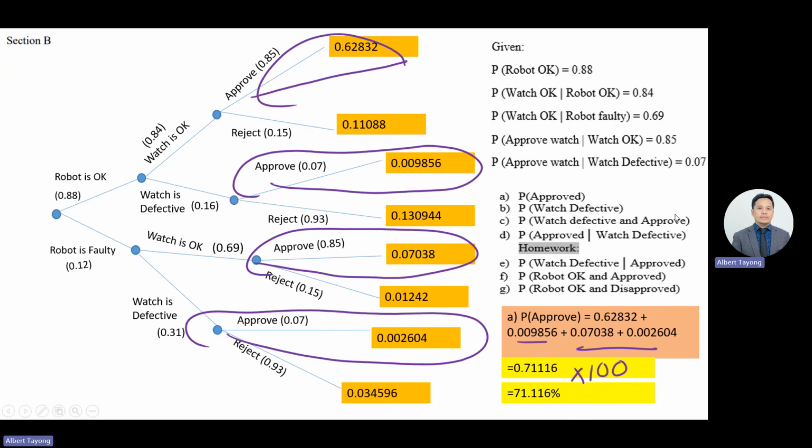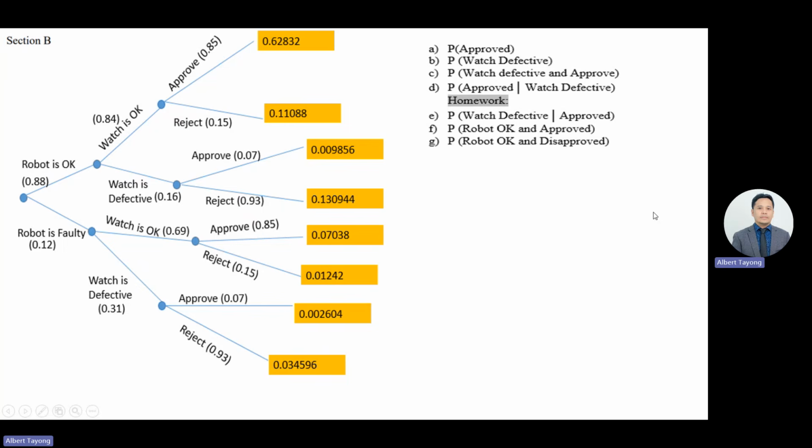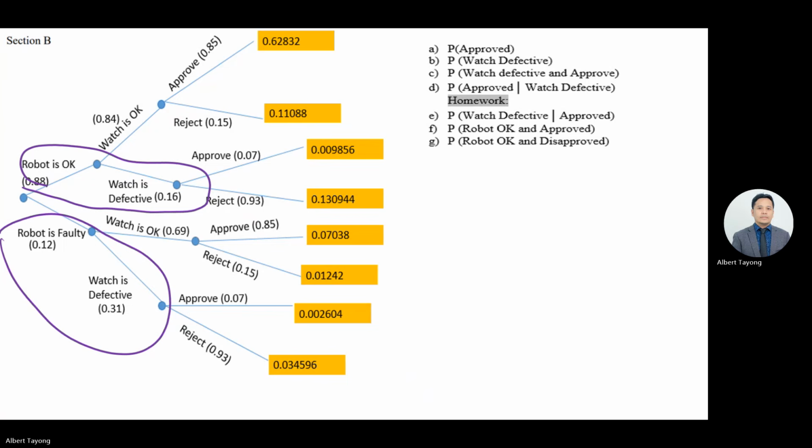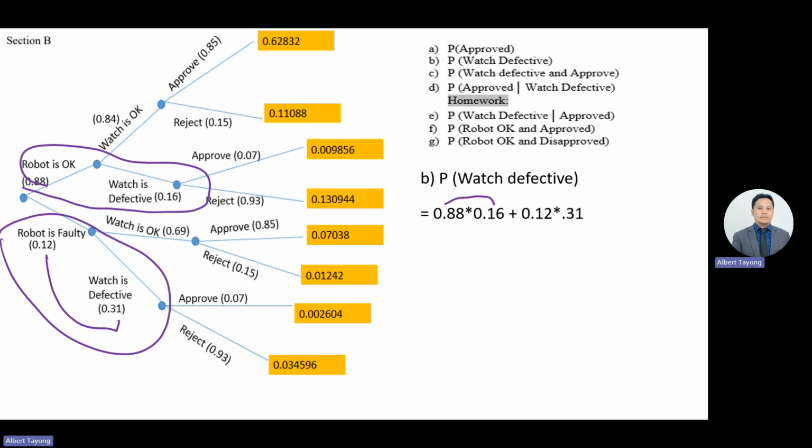Okay, the next one is P, watch defective. What is the probability that the watch is going to be defective? There are 2 possibilities there, this and this. Well, we don't have watch defective without the robot, right? So we have to multiply 0.88 and 0.16 for the first one. And the second one, we multiply 0.12 and 0.31. Adding the values, that's 0.178, or 17.8%.